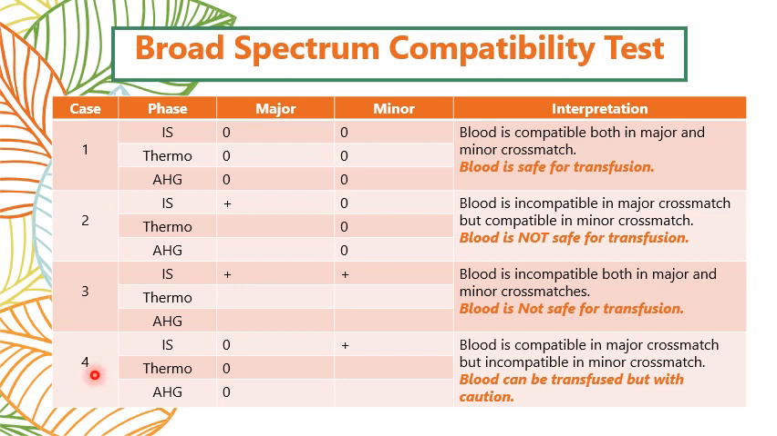And the fourth case is there are no agglutination or reaction in the major cross-match, but there is a positive reaction in the minor cross-match of the immediate spin phase. So the interpretation of this is that blood is compatible in major cross-match, but incompatible in minor cross-match. Therefore, blood can be transfused, but with caution.